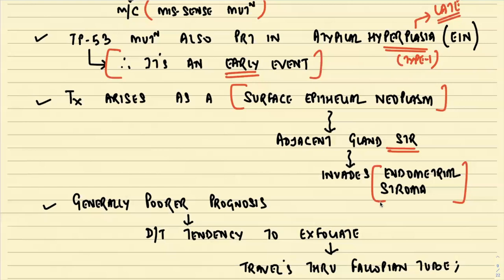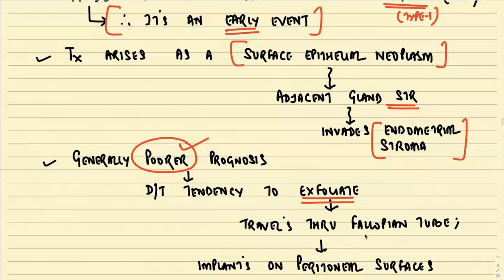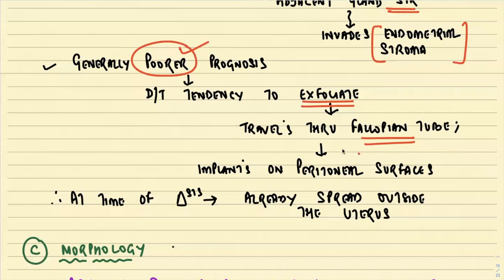Generally, if you compare with the type 1 tumors, they have a poor prognosis, and very important, they tend to exfoliate. They travel through the fallopian tube and implant on the peritoneal surfaces. So at the time of diagnosis, the tumor has already spread outside the uterus. That is why this has a very bad prognosis. These tumors tend to exfoliate and spread through the endometrial cavity via the fallopian tube.